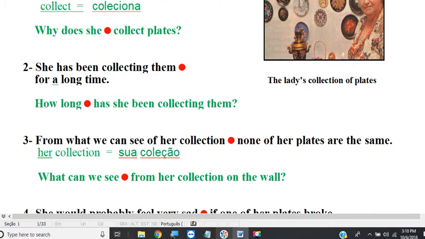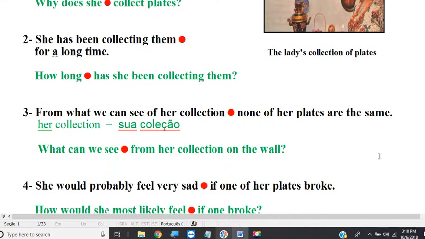Line 2. She has been collecting them for a long time. Question. How long has she been collecting them? Well, she has been collecting them for a long time.